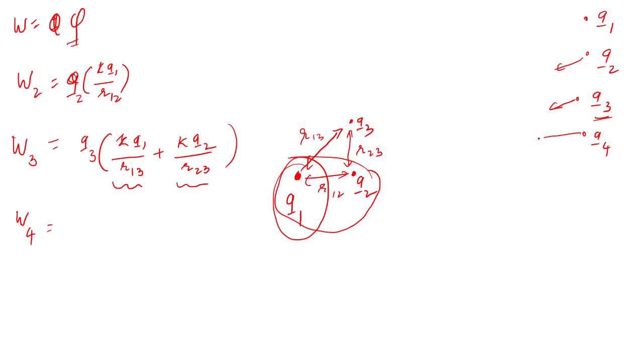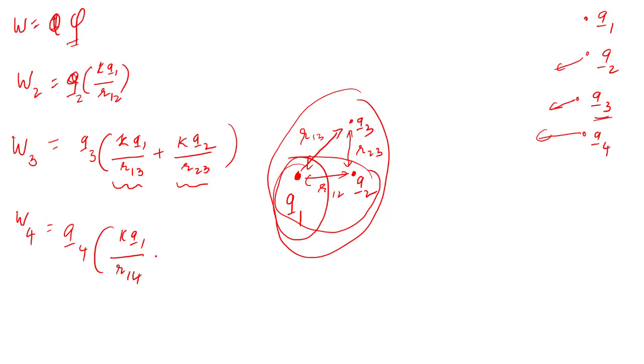So now if you were to bring in the fourth charge, it would feel a combined effect of all the three charges. So you have Q4 times potential due to the first one plus potential due to the second one plus potential due to the third one.